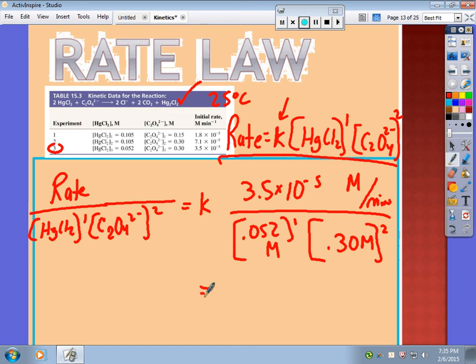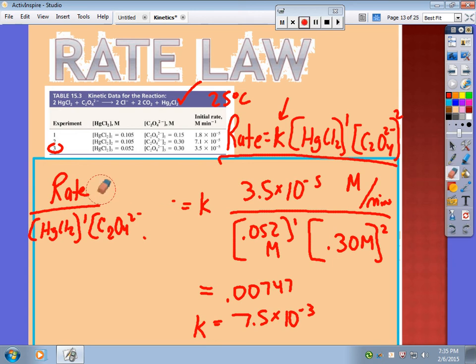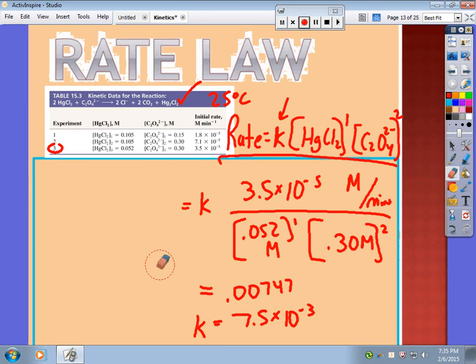When I do that, I get a value of 0.00747, or 7.5 times 10 to the minus 3. Now that's the number for k. That's equal to k, my rate constant. But what I need to worry about now is what my units are. Okay? So I'm going to get rid of this right here and write my units over here so you can see what happens as far as units canceling out. I'm going to show you the shortcut.